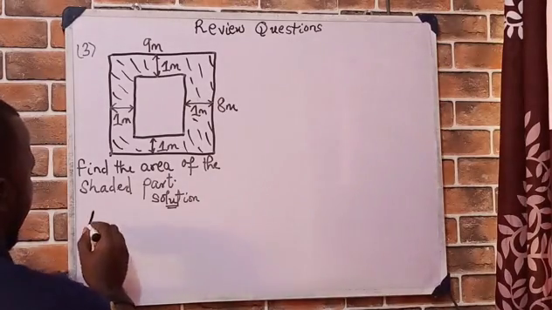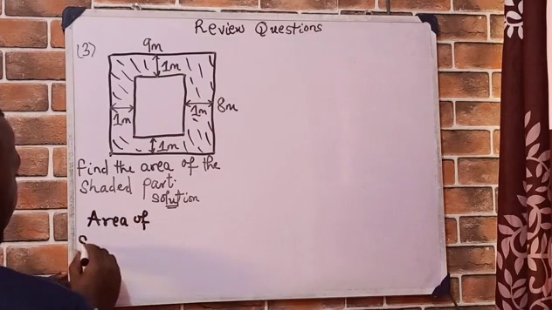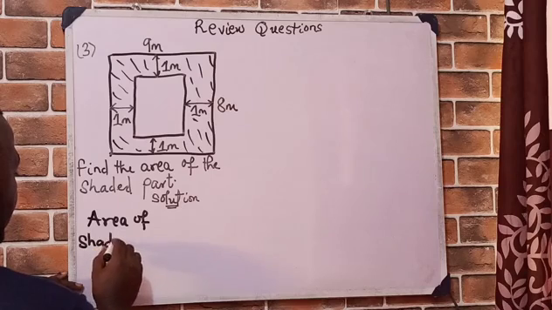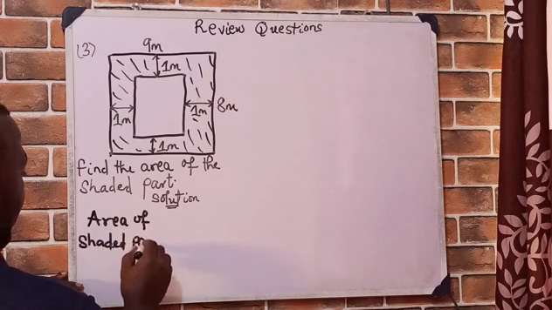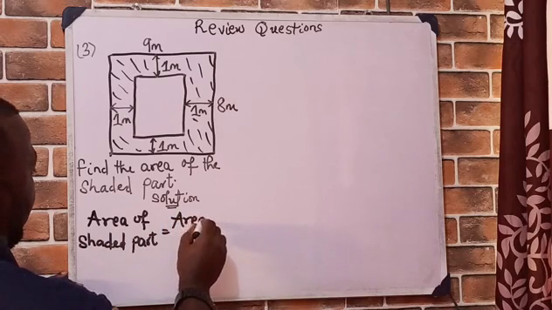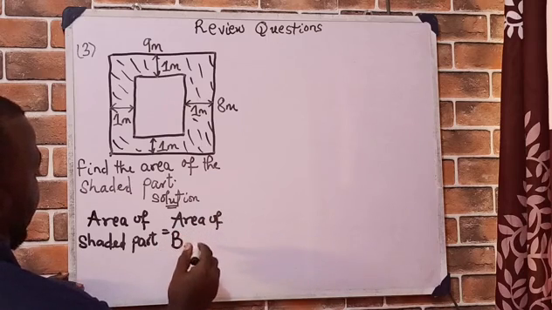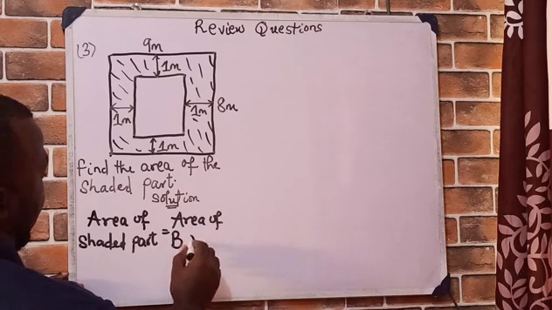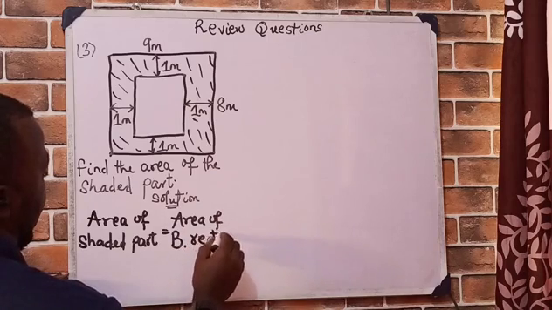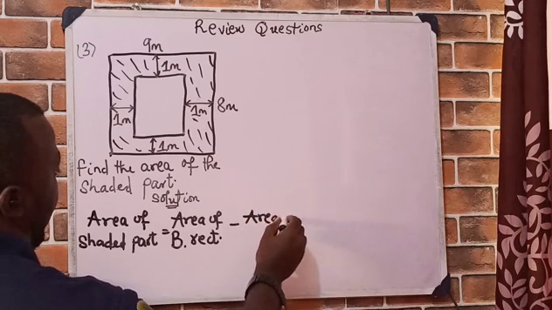Okay, let's say area of shaded part equals to area of big rectangle. I mean, use capital letter B for the big rectangle, sorry, minus area of small rectangle.